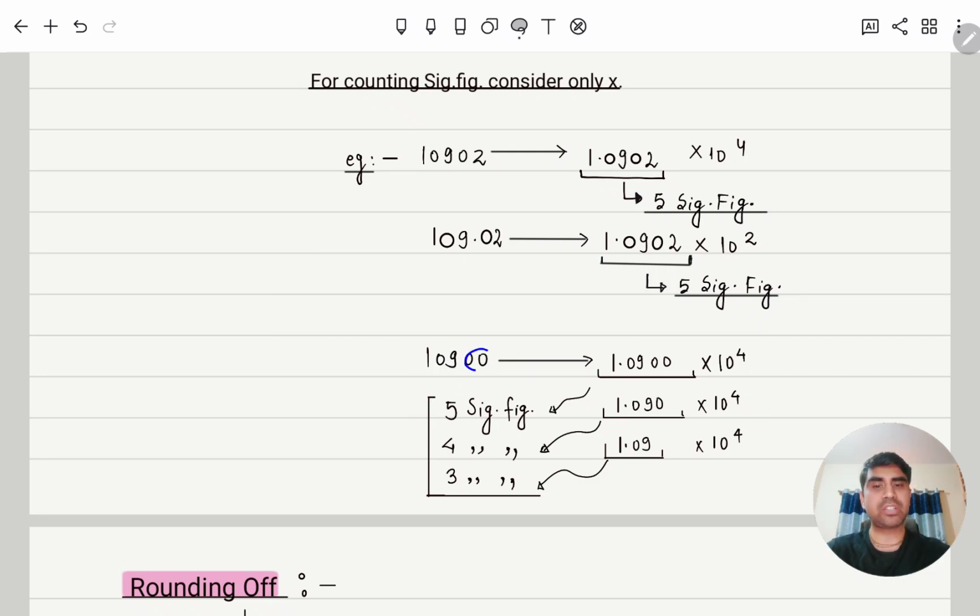10900. So at last the zeros may be considered as significant or maybe not. So 5, 4, 3 after representing in scientific notation.